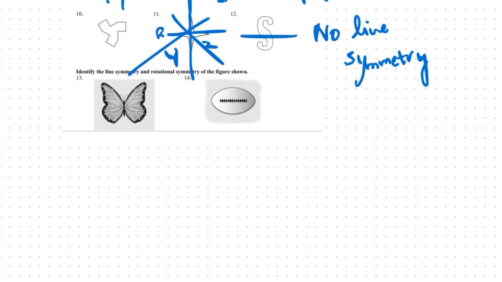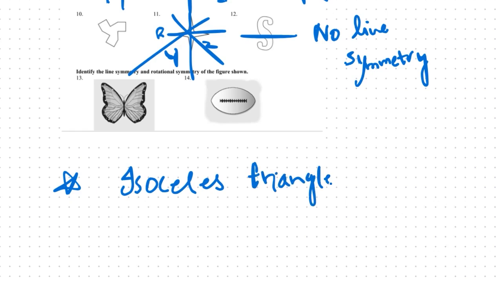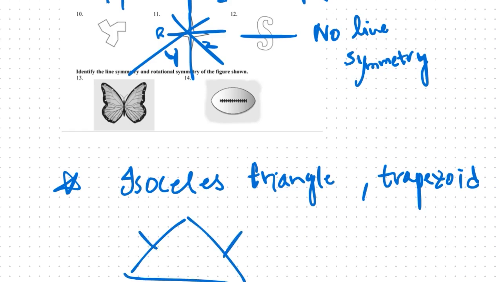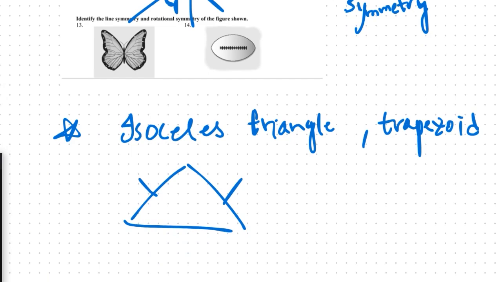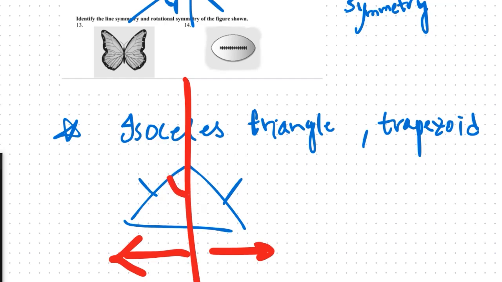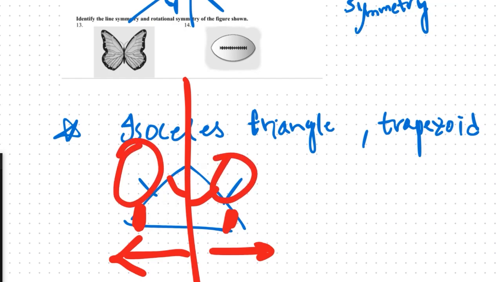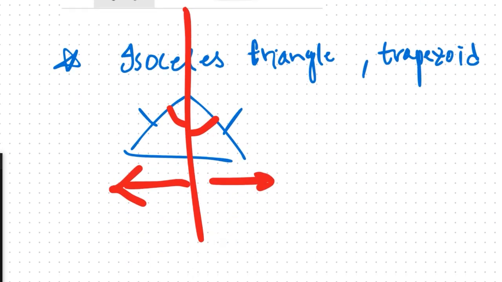Two things which are important are the isosceles triangle and the isosceles trapezoid. These are like miscellaneous. Isosceles triangle means these 2 sides are equal. The concept is if you cut it in half, the left side coincides with the right side. That means this angle is equal to this angle, and this side is equal to this side. So this is the line of symmetry.